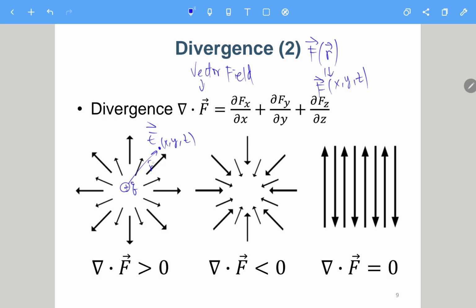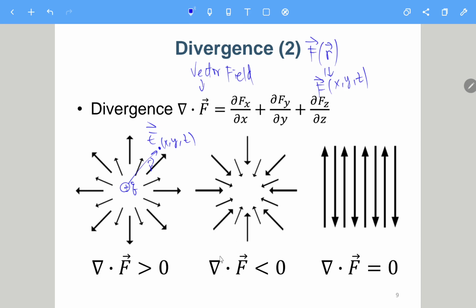This is the R, okay. So actually, the divergence tells you, for this vector field, whether the vector field is going outside or going inside. For a specific point, if the divergence is larger than 0, it means the vector field is going outside.